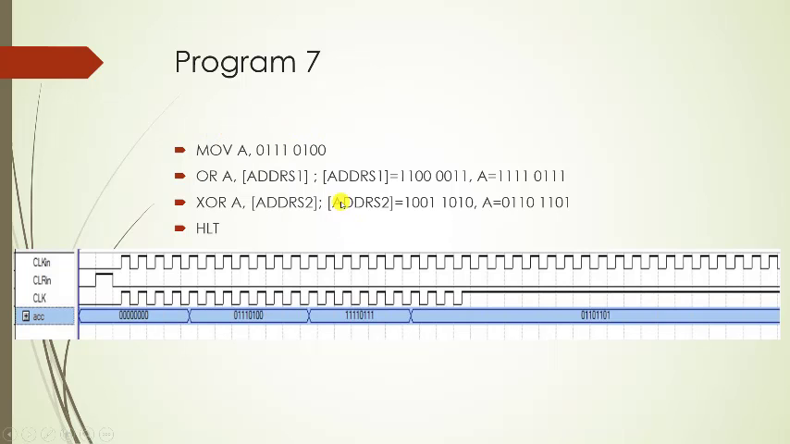In this program, we demonstrate the function of OR and XOR operations. This is very simple. We first move a byte into A, then we OR A with address 1. This ORs the value at address 1 with the accumulator and stores the result in the accumulator. This is done in a bitwise fashion. So the result is this, and when we do XOR, the result is this, and this matches the simulation results.